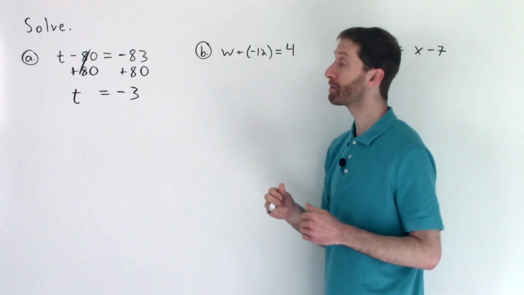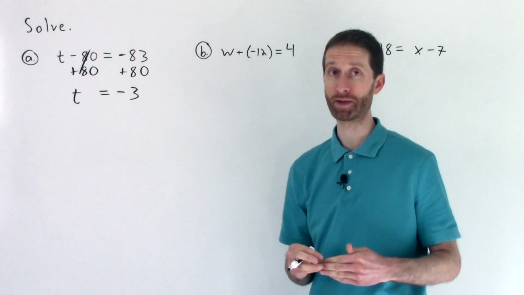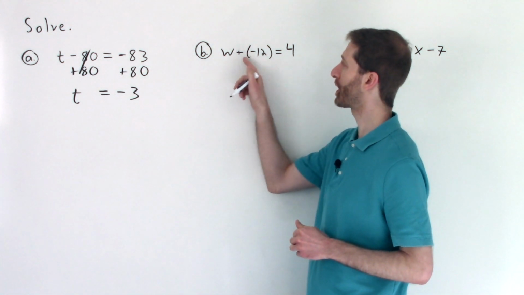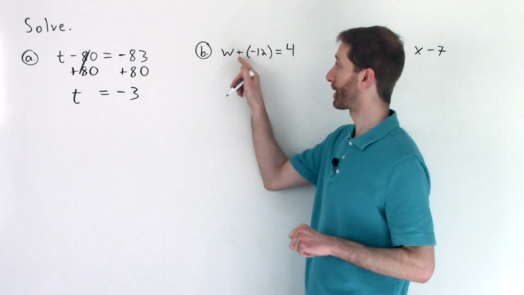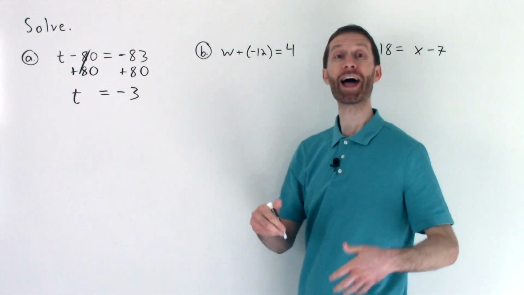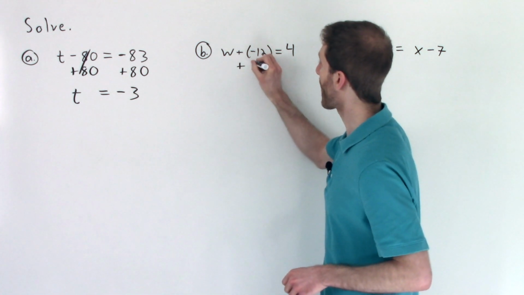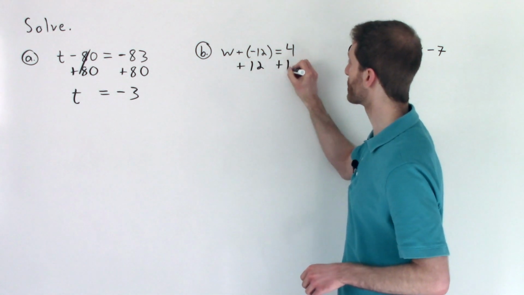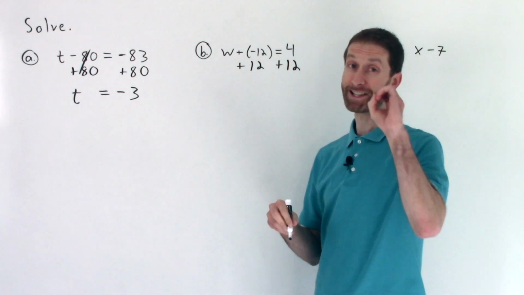Letter B. W plus a negative 12 equals 4. Now the way I look at this problem is, I think, how do I undo plus a negative 12? Well, I want to zero out the plus a negative 12. So I'd have to add a positive 12 to both sides. So I add a positive 12 to both sides of the problem to keep it equal. And then negative 12 plus 12 is 0.